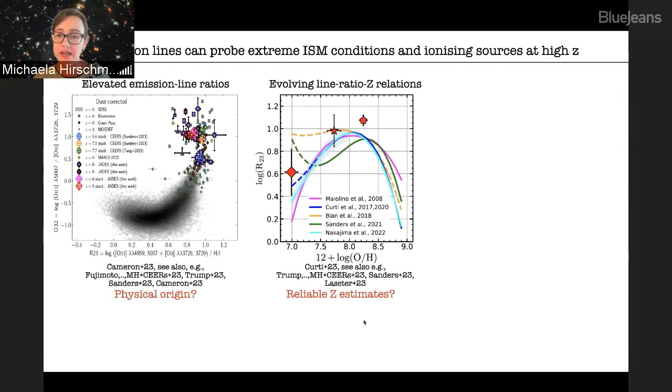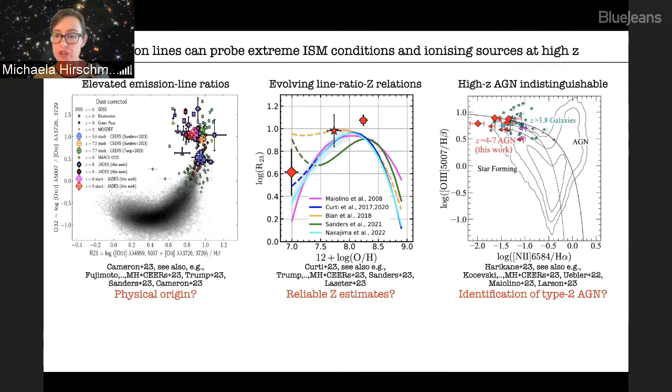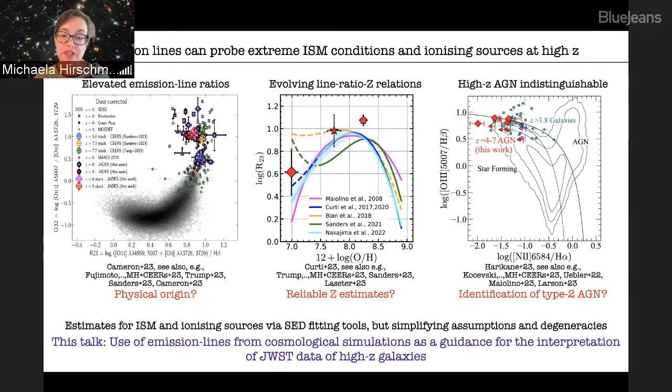Another big discovery so far from James Webb, which has also been mentioned in previous talks, was the unveiling of the existence of a population of faint low-mass AGN above redshift 4 or 5-ish, which, when put on the classic BPT diagnostic diagram, become indistinguishable from star-forming galaxies, as we've heard. This raises the question: how can we then robustly identify a population of type 2 AGN at high redshift, where we do not necessarily have a strong AGN continuum contribution and also no broad component for easy identification?